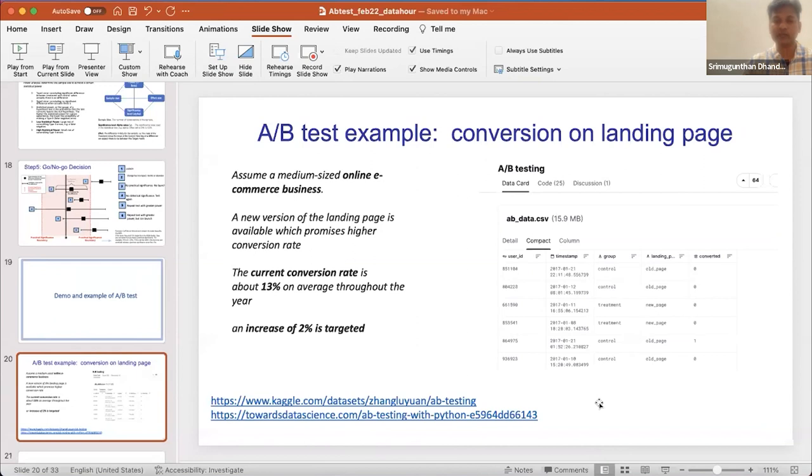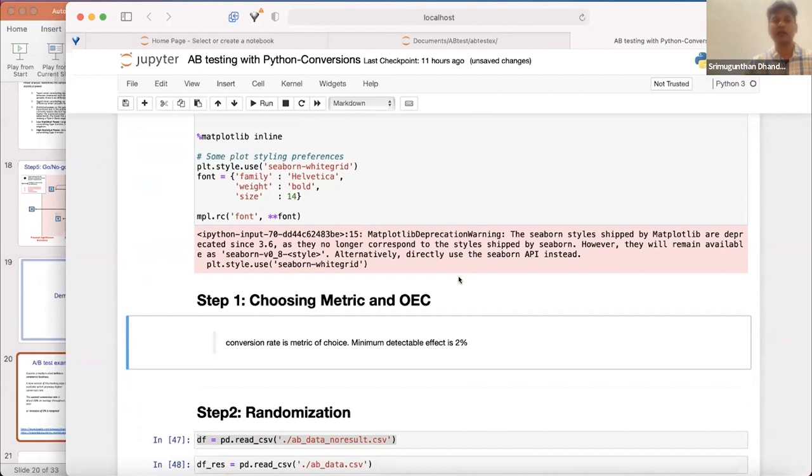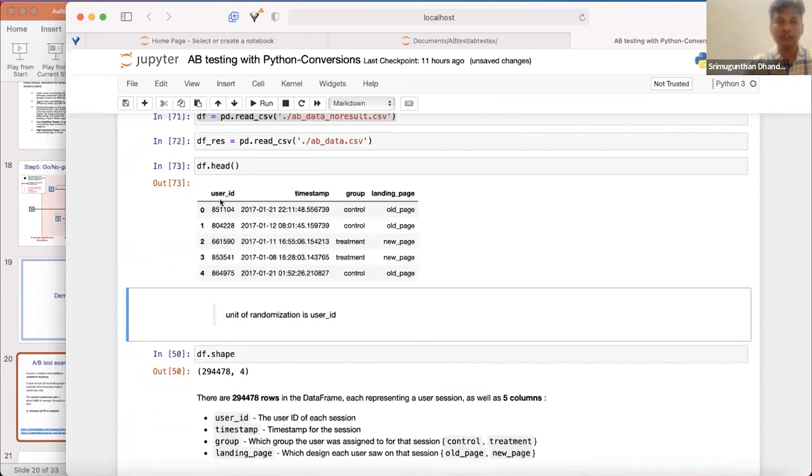To start off, you will first decide what success metric you are targeting. Here it's obvious, which is the conversion rate. The minimum detectable effect is that you want at least a 2% lift in the conversion rate. The next step is that you will do a randomization to create treatment and control. Here, you are using the user ID to create the randomization, and based on the user ID, you assign some users to control and some users to treatment.